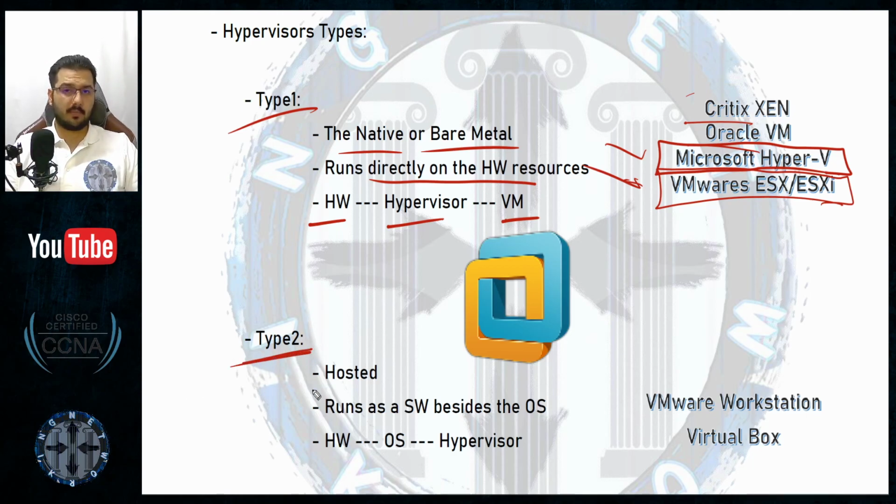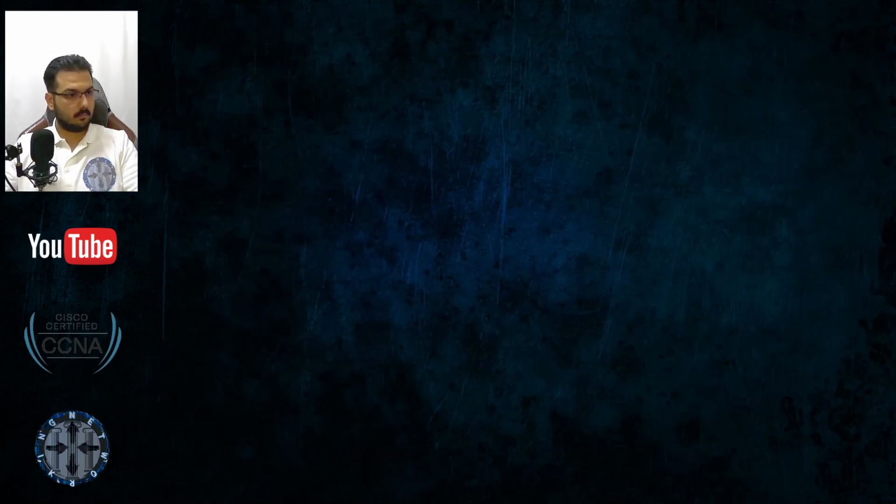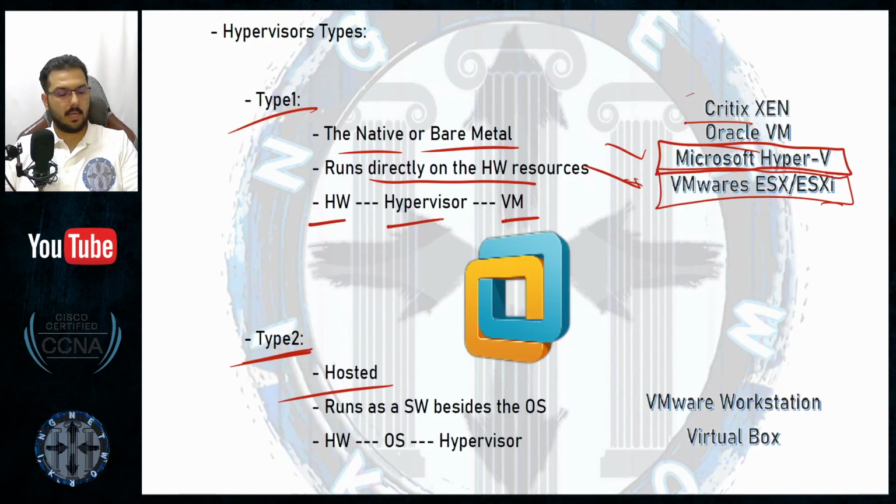A type 2 hypervisor is called a hosted hypervisor. This one is not an operating system to install on the hardware. This one is an application or software that has like 100 megabytes of size only, and you download that from the internet, and you double click that, and with a couple of nexts you install that on your computer, really, and you run it, and it looks like that.